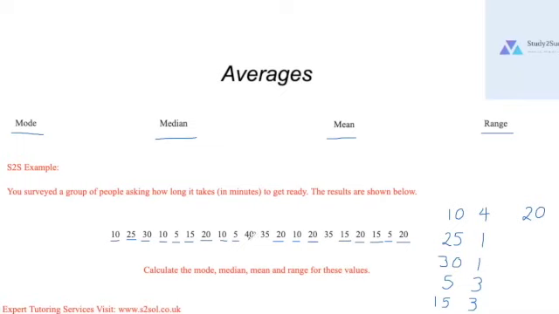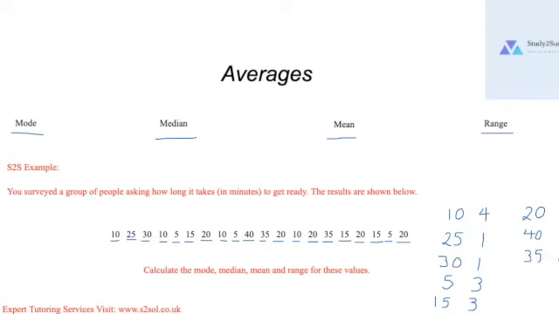Then we have 40 minutes. If we look amongst the data sets for where 40 comes up again, it's only here. So 40 has a frequency of 1. 35 appears twice. And so therefore, the frequency for 35 is 2.